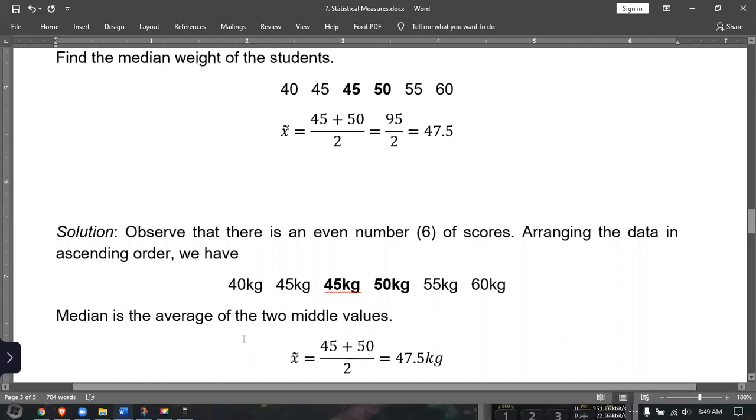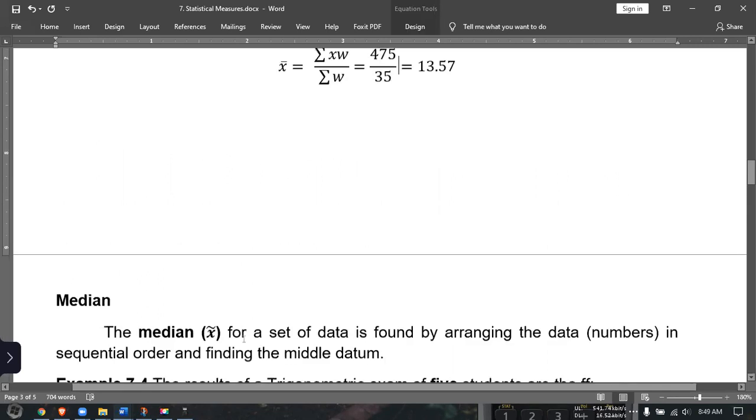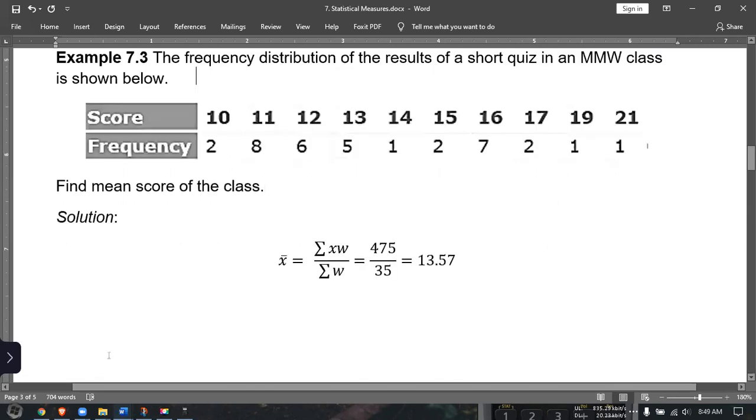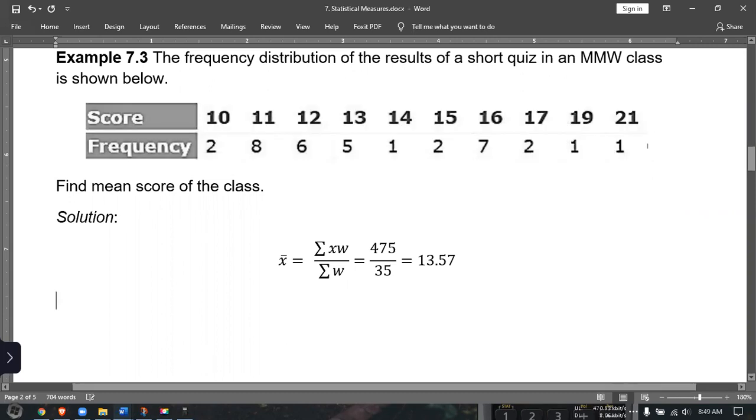Okay. So, what if in case na ganito? What if we wanted to know the median of this data? What should we do?